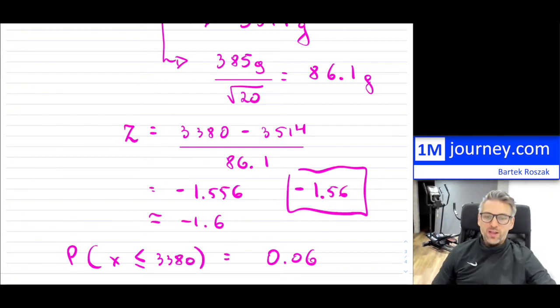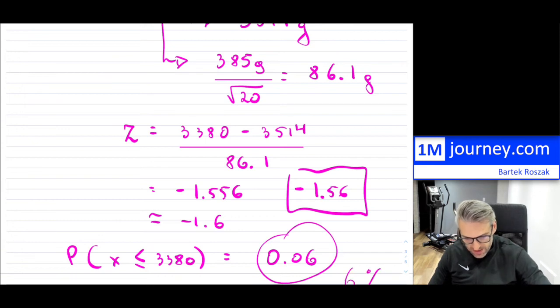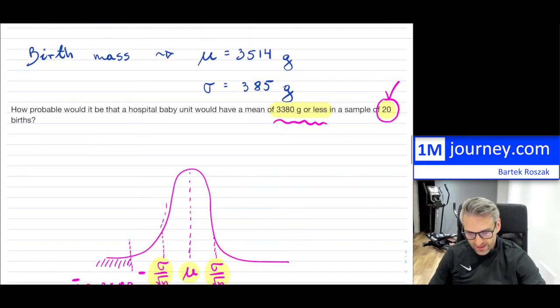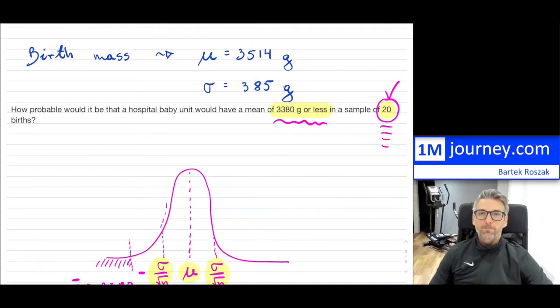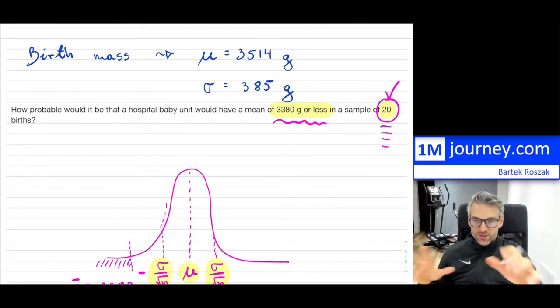And of course, you can utilize Desmos as a check. You can utilize a graphing calculator. But this tells us that it's approximately only a 6% probability that if you took a sample of 20 babies, you would have a mass of 3,380 or less. Very low probability of that. So that's how we can utilize this, in comparison to the entire population. And then we can do all kinds of tests, right? So this is really neat.